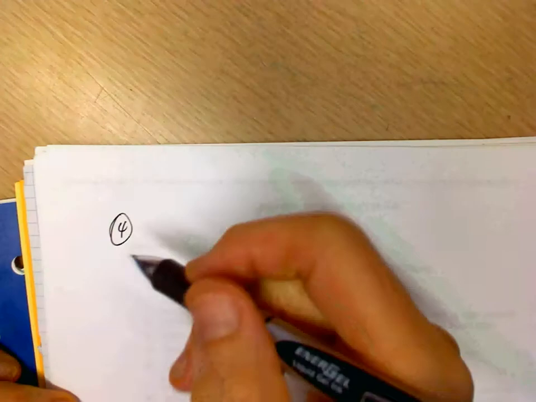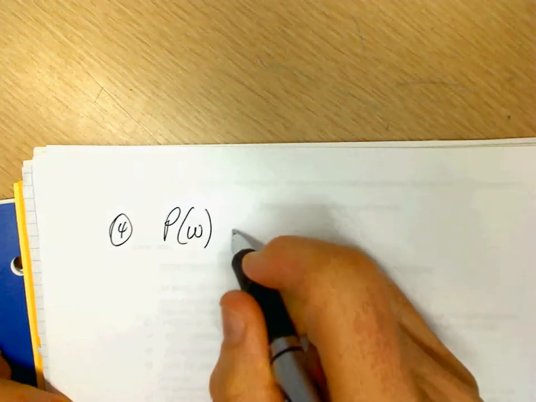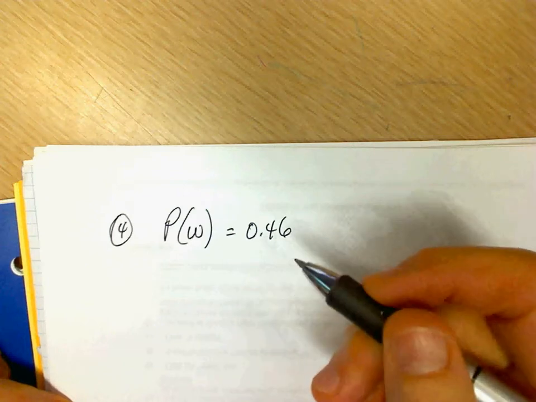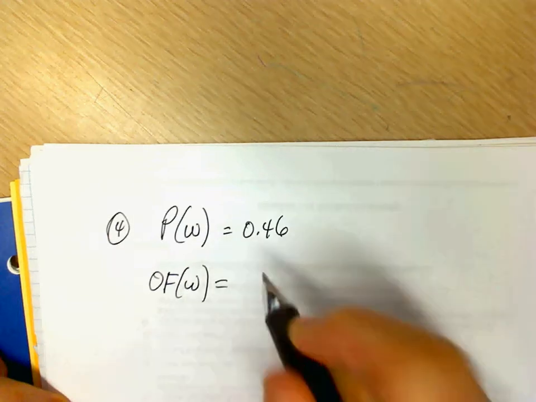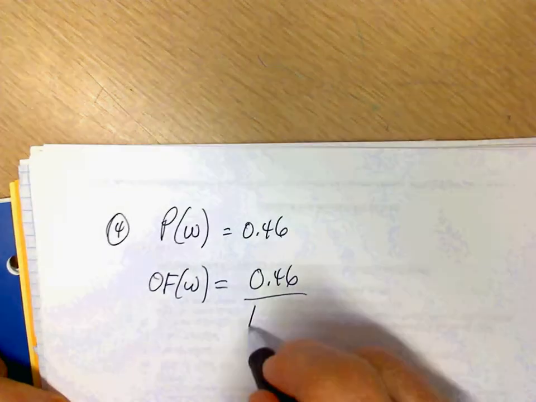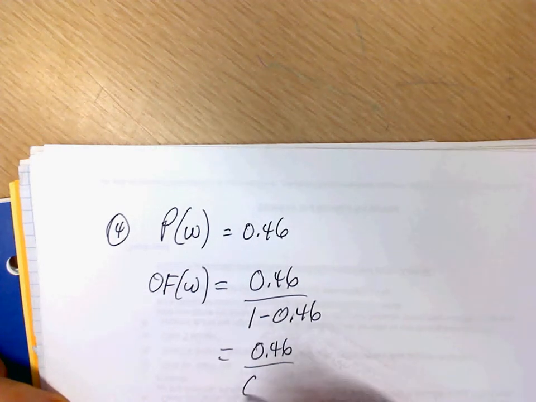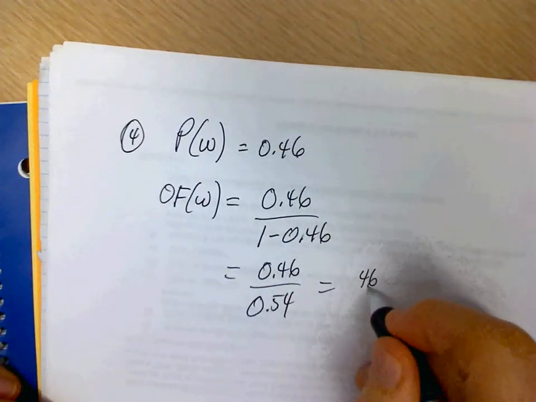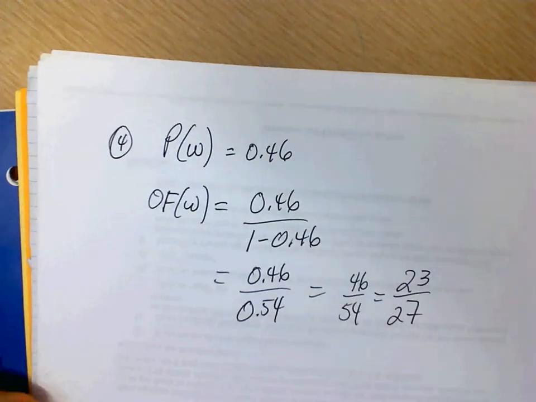Okay, here's number 4. It is estimated that the probability of a win in blackjack is equal to 0.46. You're given odds in favor of winning equal to 0.46 over 1 minus 0.46, and that's 0.46 over 0.54. That's just going to be 46 over 54. We could bring it to lowest terms: 23 over 27, how's that?